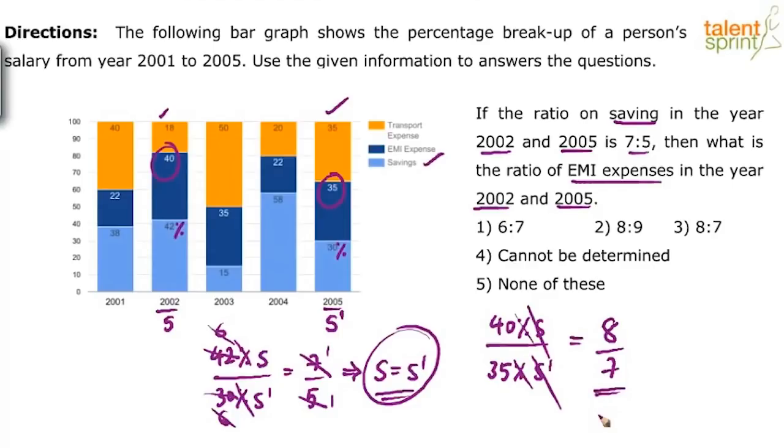8 5s and 7 5s. So 8:7. Option 3 is the answer. However, having done all this, a lot of these steps can be cut down. You don't have to put every step on paper. Cut down the number of steps so that you arrive at the answer much faster. The more you write on paper, the more time it takes. Anyway, the answer is option 3, 8:7.